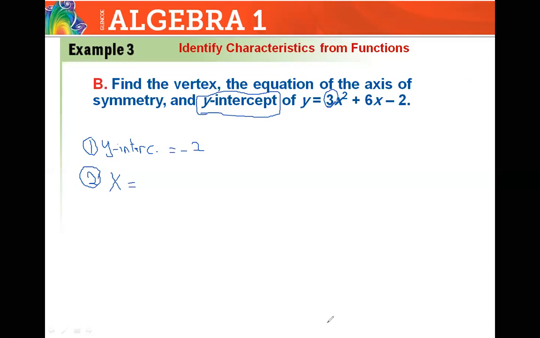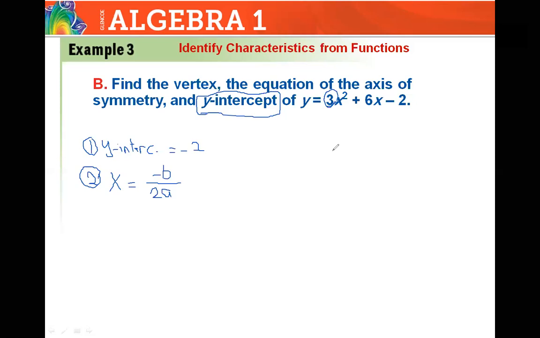Abdullah? Yes, good morning, Mr. Good morning, Abdullah. Can you give me the rule to get the equation of the axis of symmetry? Yes, I think it is negative b over 2a. Excellent. So negative b over 2a. Okay, I return back to Abdulaziz.